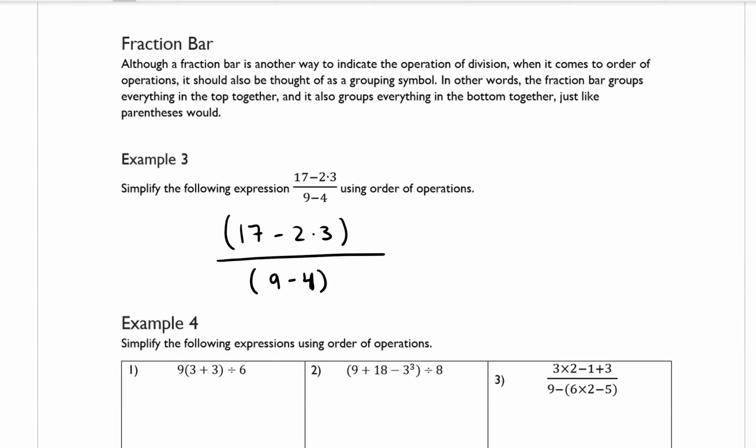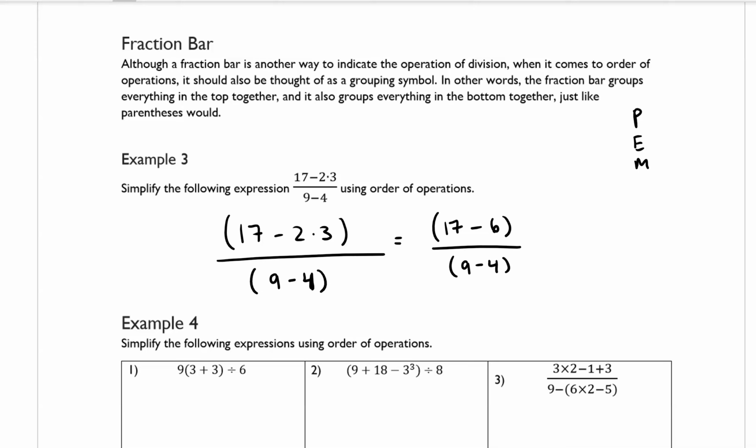Now I can run through my list. So parentheses, so we're going to do the operations within the parentheses. So we'll do the operations on the top and then do the operations on the bottom. So inside the parentheses, we'll look for exponents, which there are none. Then we'll look for multiplication, which there is. So this is going to equal 17 minus 2 times 3, which is 6.